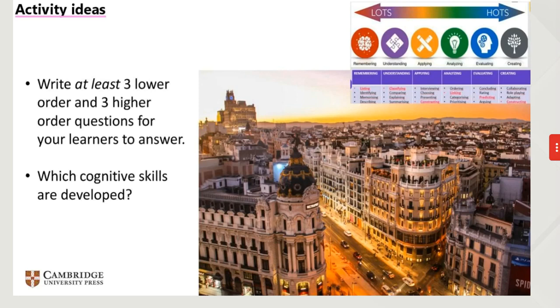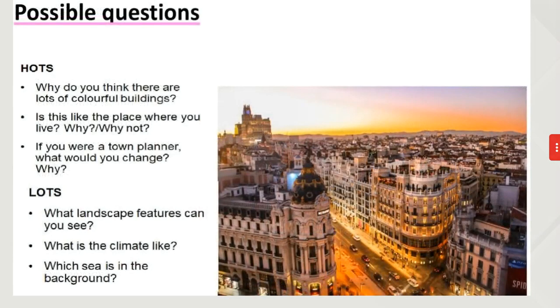So I'm actually going to now show you possible questions linked to the handout, which helps us develop those questions. If we're thinking of lots, what landscape features can you see? So we're just asking them to identify and remember. What is the climate like? Which sea is in the background, for example? So these are lower order thinking skills where we're asking our students to simply identify and remember aspects of a city, of the geography of a country.